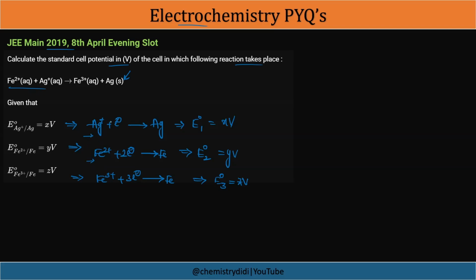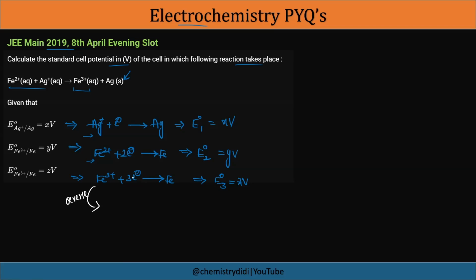So you think, just add these two equations. If you add these two equations, we will get Fe2 plus and Ag plus on the left side. That's fine. But we need Fe3 plus on the right side, and here it is on the left side. So we need to reverse this particular equation. Let me write it. Just try to reverse this equation.